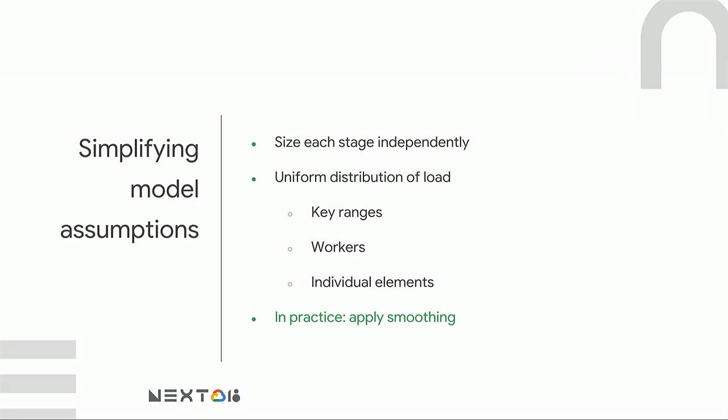So in this talk, I'm going to make a few simplifying assumptions to make the auto-scaling algorithm a little bit simpler. So the first assumption is that every stage can be sized independently, that I can go look at every stage of my pipeline, decide what the appropriate number of workers is for that stage, and then I can decide, based off of all of that, how many workers I need for my entire pipeline. Maybe I take the max of all those and say, that's how many workers I need.